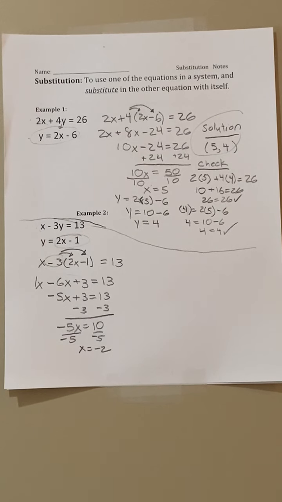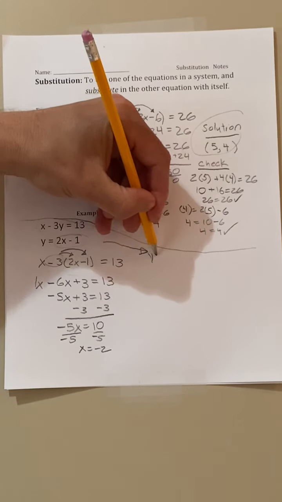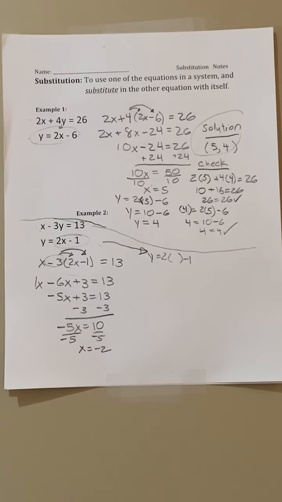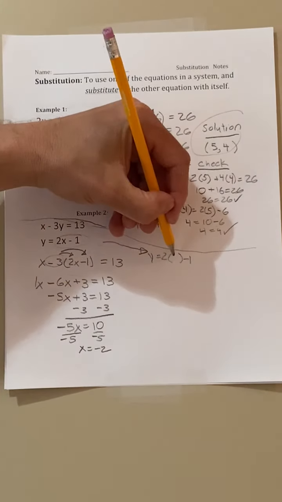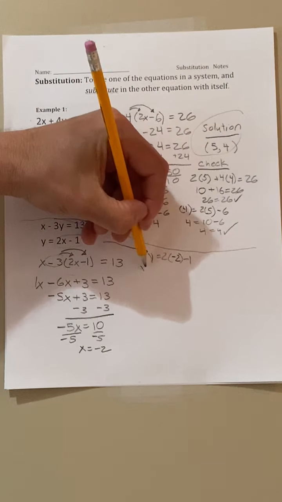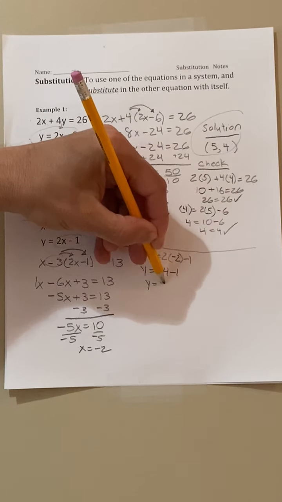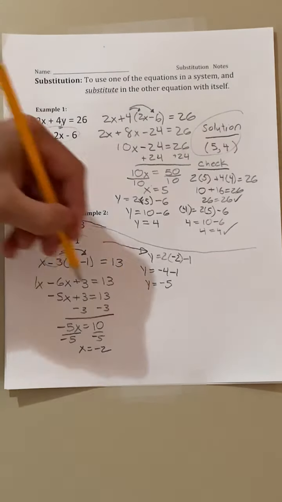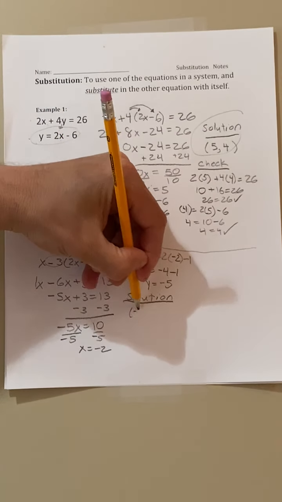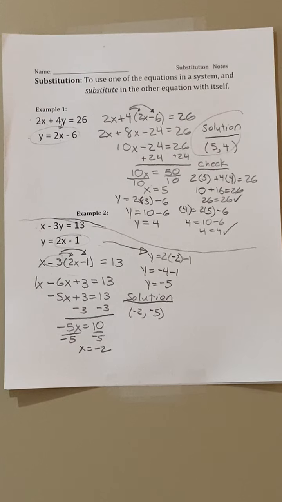Now I need to solve for y. To solve for y, I'm going to take my second equation, y equals 2, but let's leave a blank space for x, minus 1, because I know what x is. I know x is equal to -2. So y is equal to 2 times -2 is -4 minus 1. So y is equal to -5. So my solution to this system is -2, -5. Final step is to check.